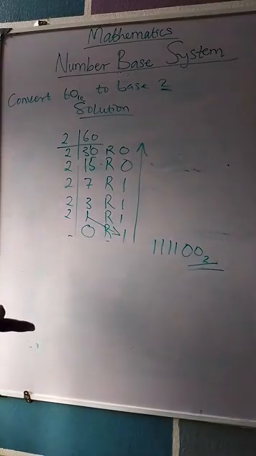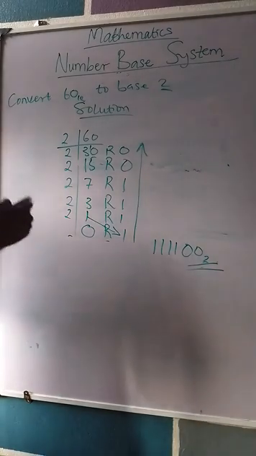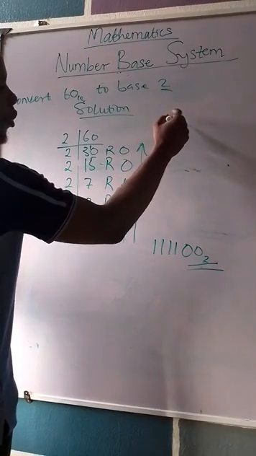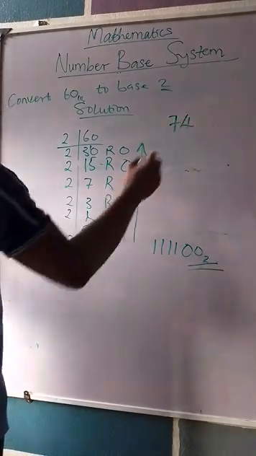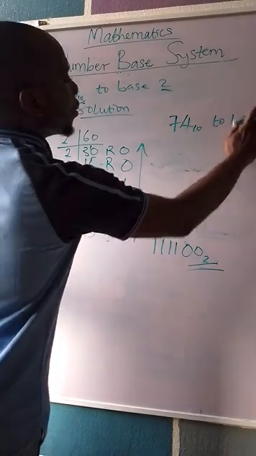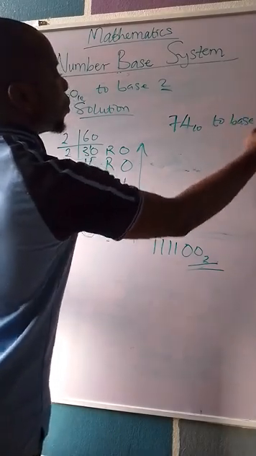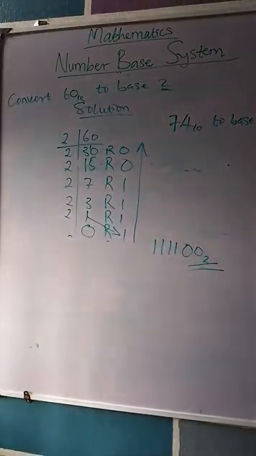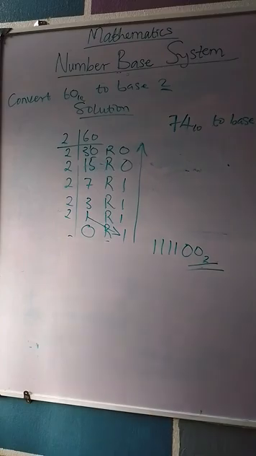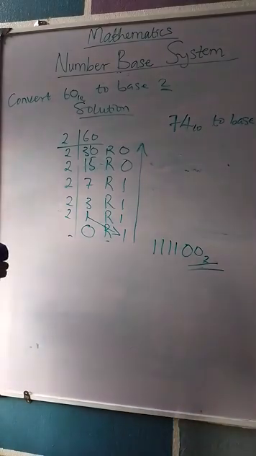You can try with any other number. So while you are watching this, try converting 74 base 10 to base 2. Convert this to base 2 while you are watching this. Okay? When you are done with that, you continue the class.